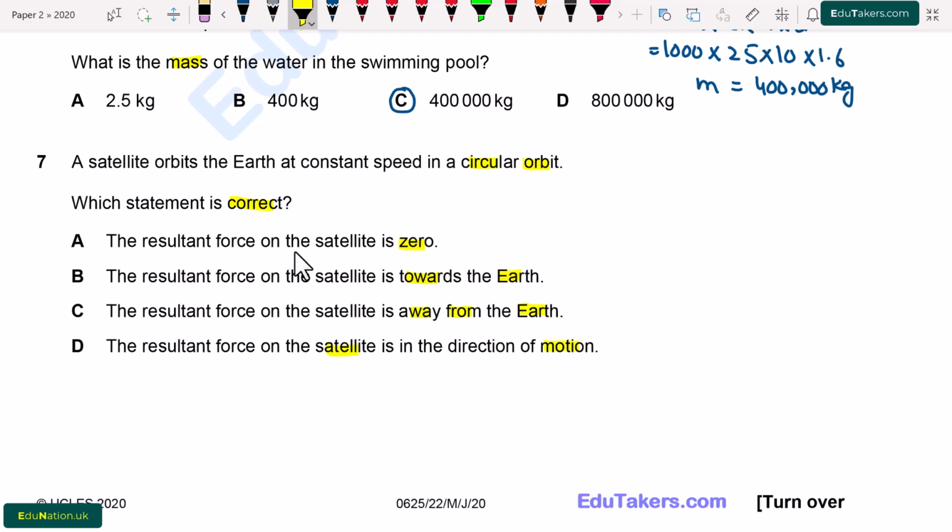So from here, I suppose that when a body moves into the circular path, then there is a force that is acting towards the center of the circle, and this is basically the centripetal force. In our case, the satellite orbits the earth in a circular path. It means that force is towards the earth. So from here, option B is correct, which shows that the resultant force on the satellite is towards the earth.